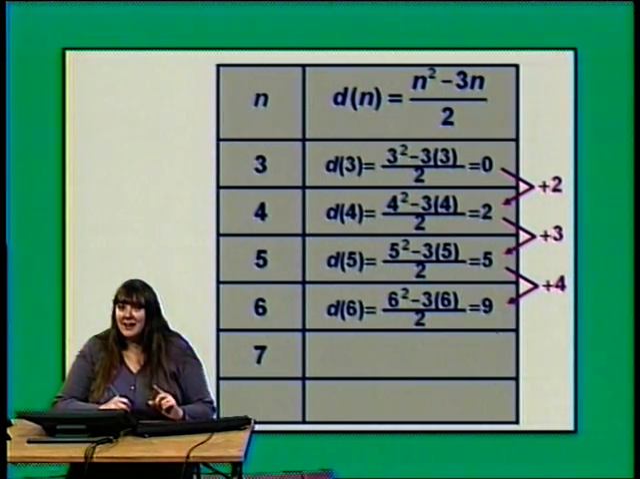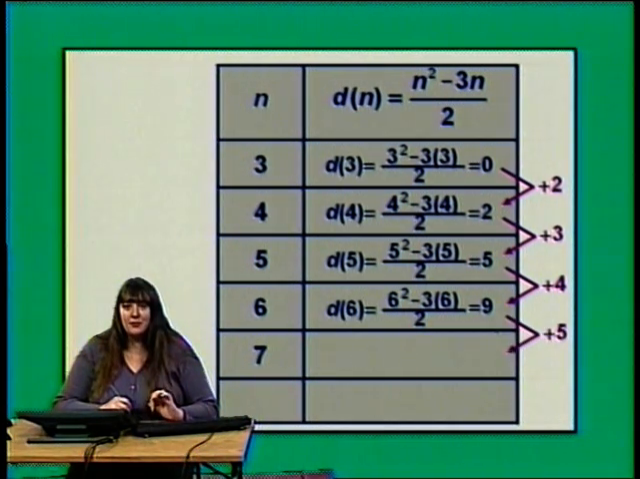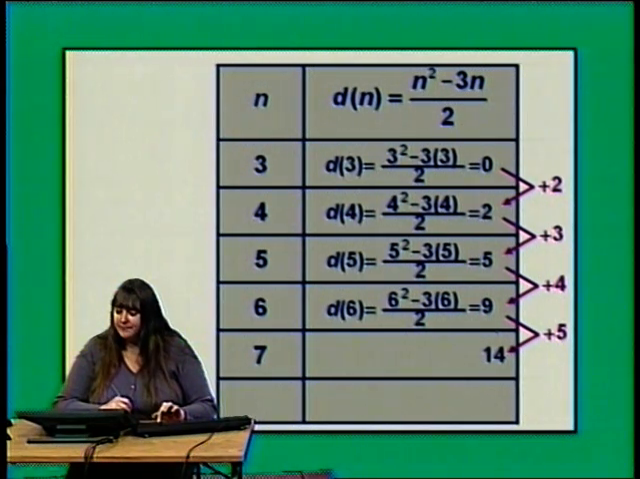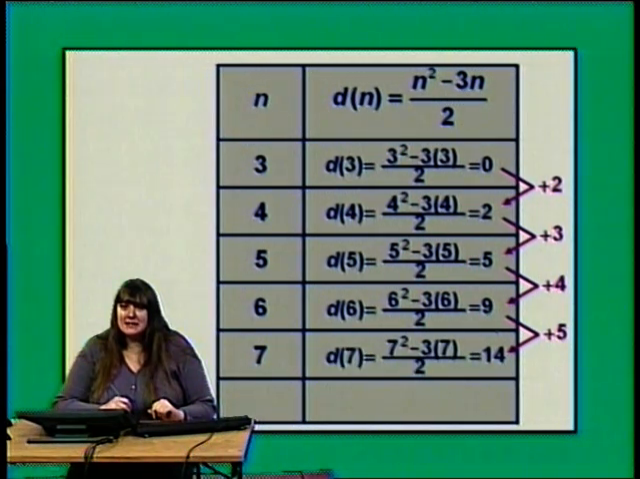So I'm going to make a guess here and say that I'm going to have to add 5 to this output. So I'm guessing that d of 7 is going to be 14. Let's actually do the computation, though, and make sure that's correct. I'm just guessing that this pattern continues. So d of 7 is 7 squared minus 3 times 7 over 2. That's 49 minus 21 over 2, which is 28 divided by 2, which is indeed 14.